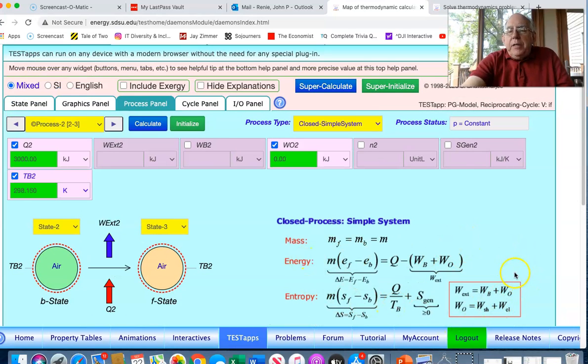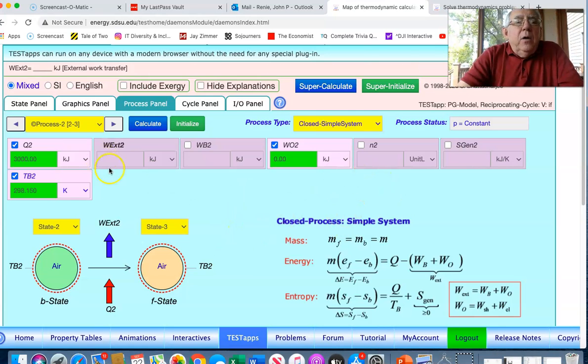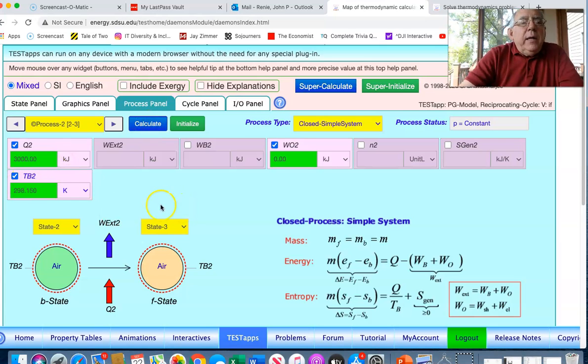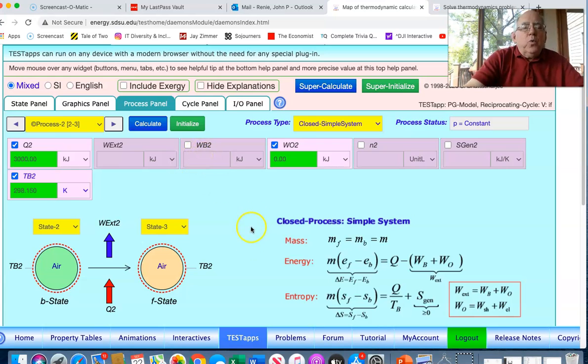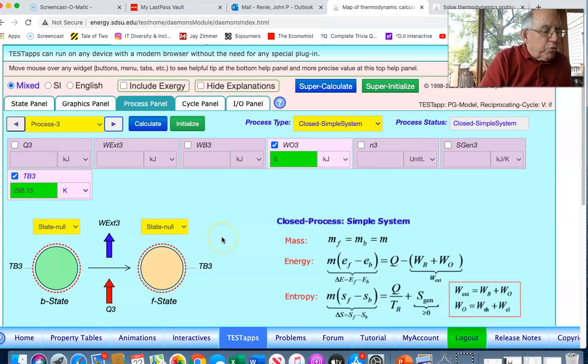Now, in this particular case, there's no shaft and there's no electrical work, and so we know that there's heat transfer, there is work. It's going to calculate the work for us. We're then going to go to process 3.